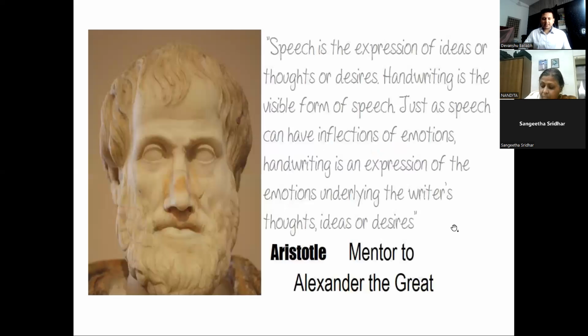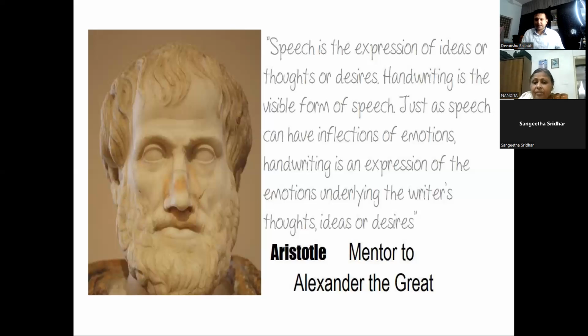As I said, in history, one of the greatest philosophers is Aristotle. He said this. If someone wants to read, they can read, or to speed it up, I'll do that. Someone wants to read this? Yes, Devansh. "Speech is the expression of ideas or thoughts or desires. Handwriting is the visible form of speech. Just as speech can have inflections, handwriting is an expression of the emotions underlying the writer's thoughts, ideas, or desires." Okay, sure. So everyone understood this?